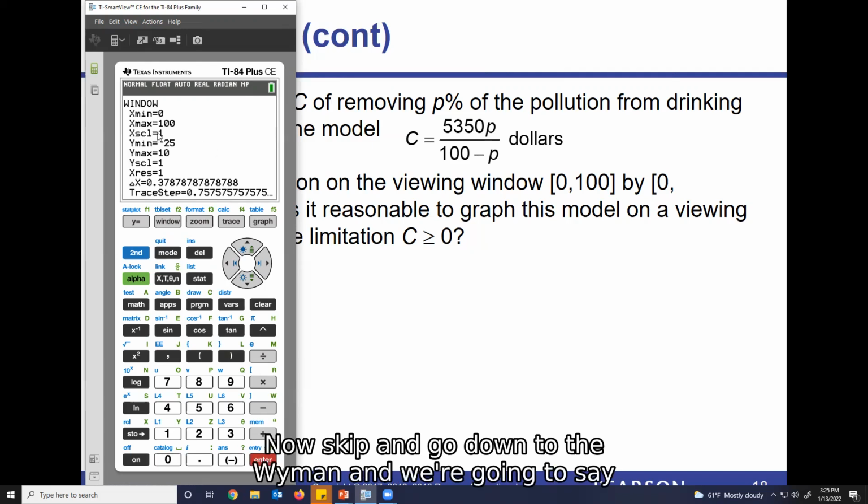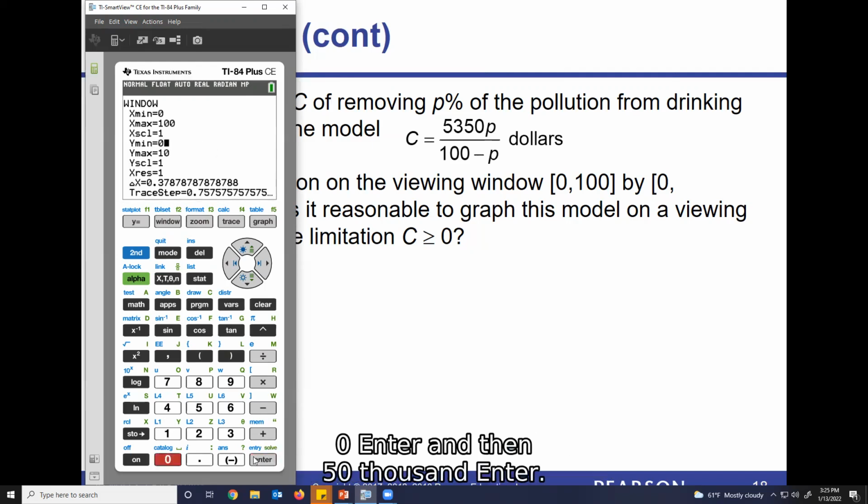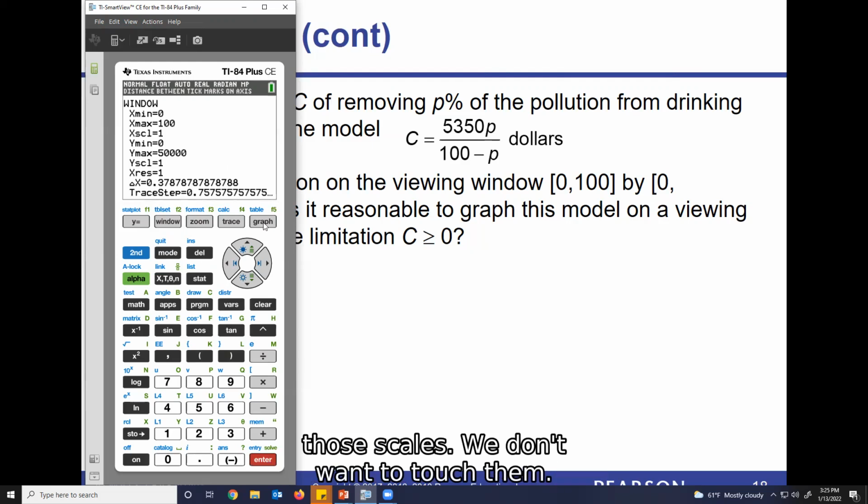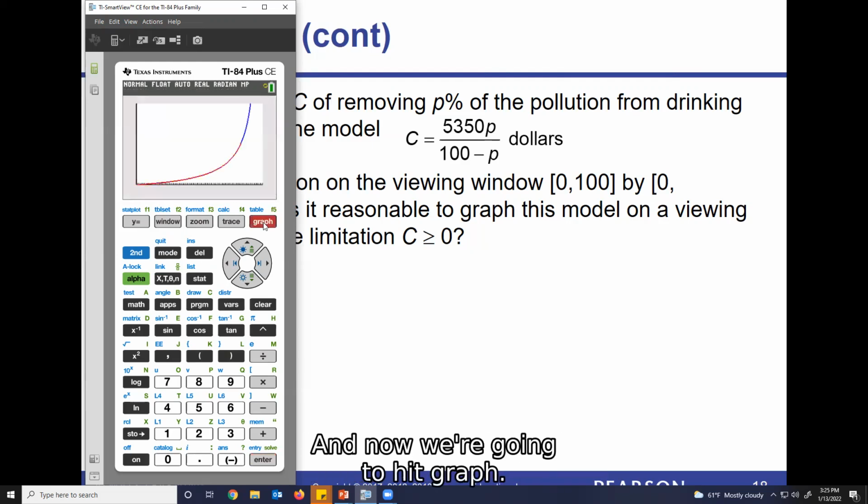Now skip and go down to the Y-min and we're going to say 0, enter, and then 50,000, enter. Okay, again, make sure you skip on those scales. We don't want to touch them. And now we're going to hit graph.